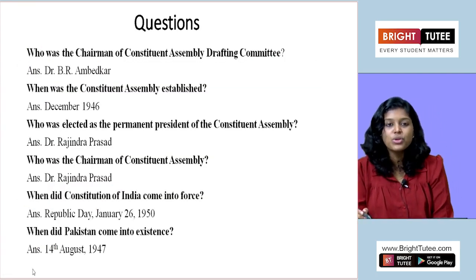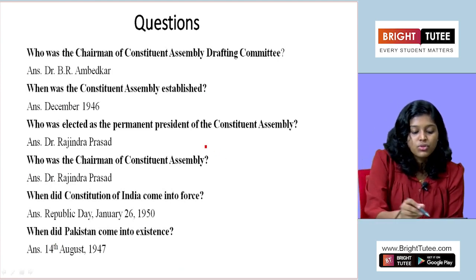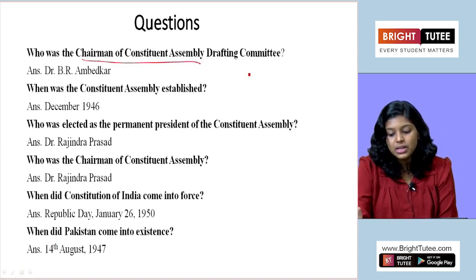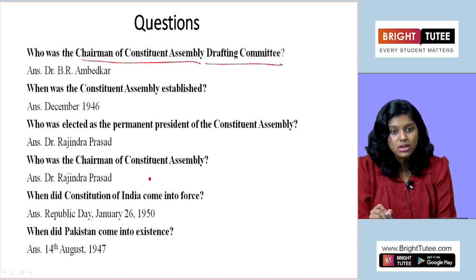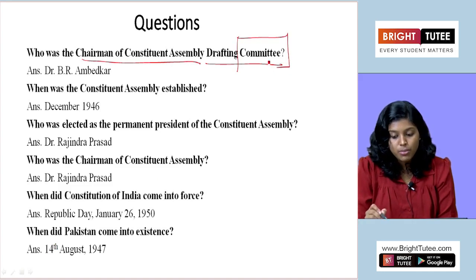So now we will go on to discuss some questions which are related to the topic which we have been discussing. So the first question is, who was the chairman of the Constituent Assembly Drafting Committee? We know there were different committees. So while answering this question, you'll have to take care of what committee it has been talking about.